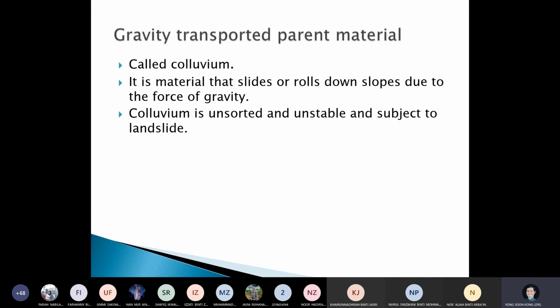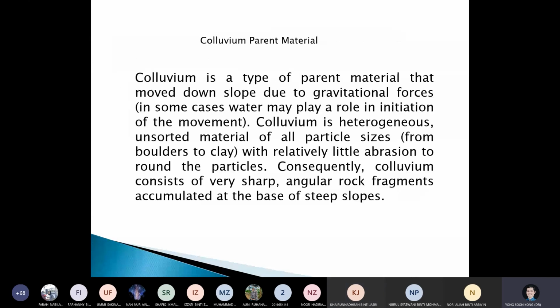Okay, gravity transported material like colluvium. Now this is without water, but due to the effect of gravity, most of the rock particles from the highlands tend to fall down, but before they fall down, they also cause a bit of abrasion. When they hit a certain other surface, they will also cause abrasion and breaking up. So from larger particles, they will form into smaller particles, just like the weathering due to water movement, but the extent of weathering is probably not as much as due to the movement of water.